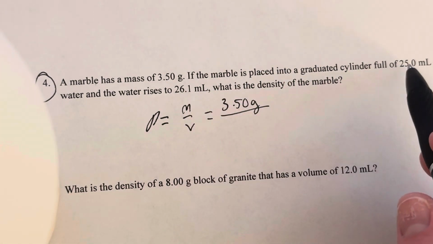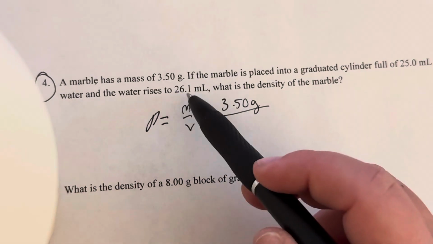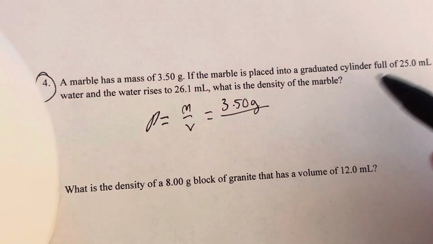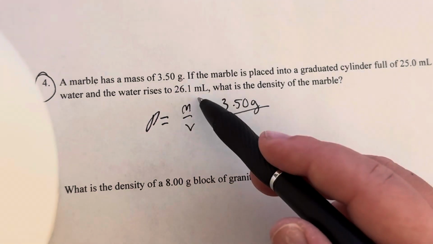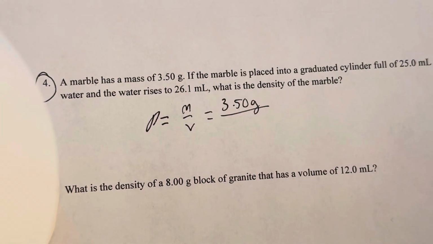But for our density, we're given those two volume numbers. 25 milliliters was in the graduated cylinder, that was water. That water rose to 26.1 milliliters once we placed the marble in. So when you think about volume, it's the amount of space something takes up. And if something has an irregular shape or is hard to find the volume of, we can use this water displacement method, this is what it's called, to figure out the volume of the marble.